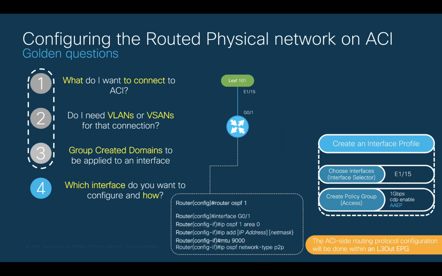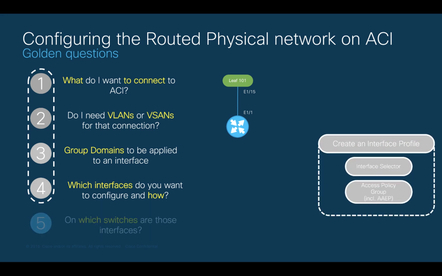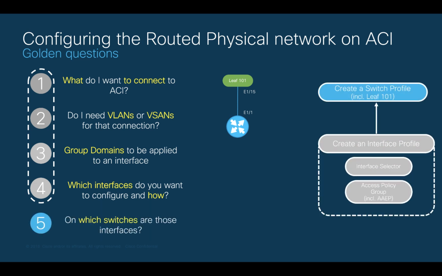On the router side, it is recommended that you increase the MTU size to the default ACI value, which is 9000. Although obvious, remember that ACI does not manage nor perform the external router configuration. Finally, we will assign that interface profile to the switch profile, in this case leaf 101, and we should be done. Let's go ahead and finalize our configuration.